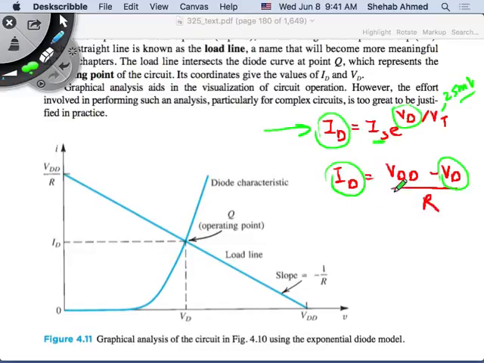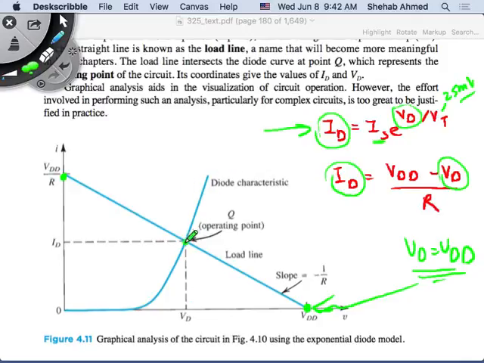I can also start with VD equals 0 and calculate ID. At VD equals 0, this is VDD over R, that's this point here. If VD equals VDD, then at VD equals VDD, I end up here, right? This is 0 on top, so I end up here. So this is a straight line with a slope of minus 1 over R, and this is the exponential function.